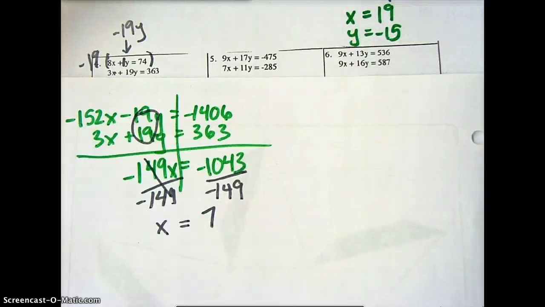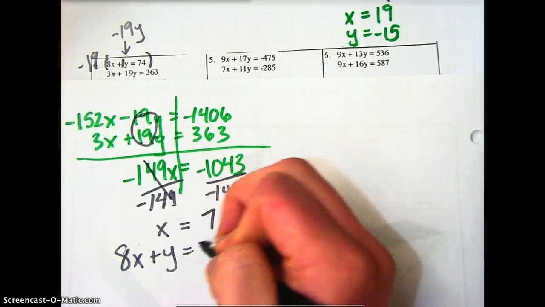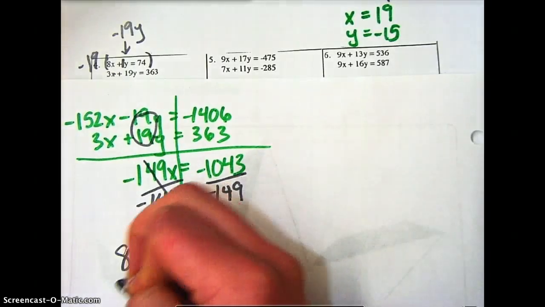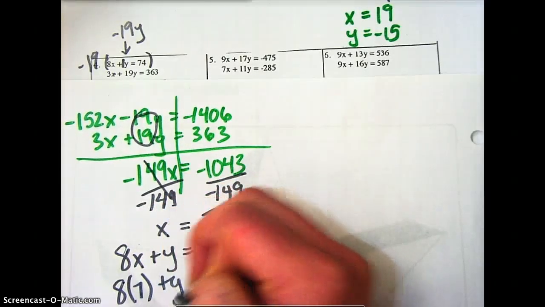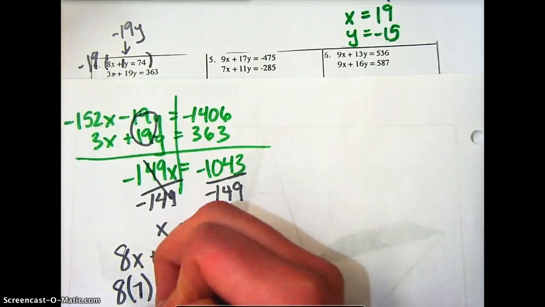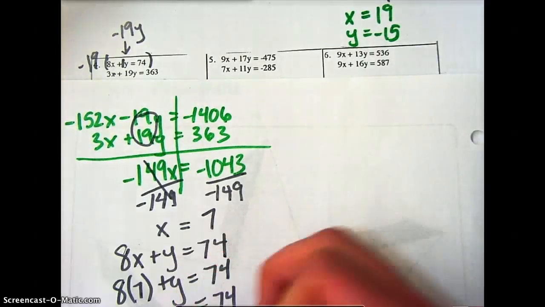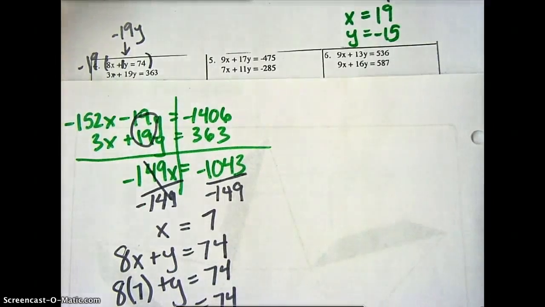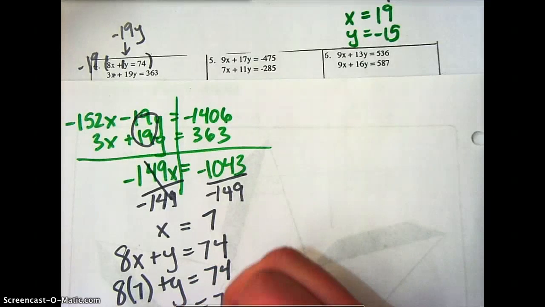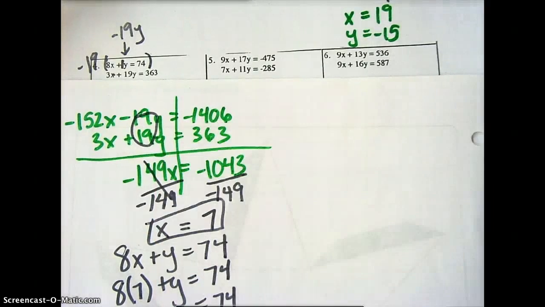So we go back one last time and we solve for y. Remember to go back to one of your original equations. So I'm going to go back to the first one that said 8x plus y equals 74. And I'm going to put 7 in for x. So 8 times 7 plus y equals 74. 56 plus y equals 74. Subtracting 56 from both sides, I'm going to get y equals 18. So those are my two solutions. X equals 7, y equals 18.